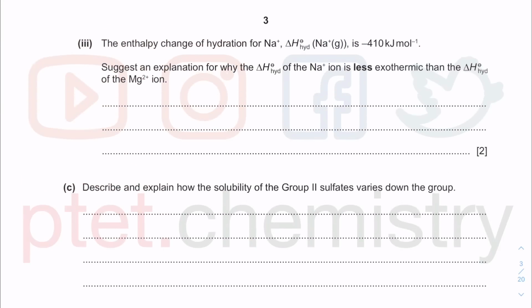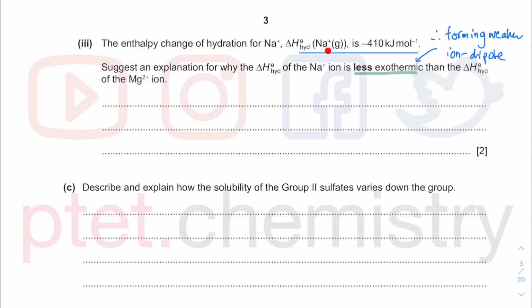The next question is about enthalpy change of hydration of Na plus, which is minus 410 kJ per mole. And they are saying that this hydration enthalpy of Mg2 plus is less exothermic. So you are forming ion dipole bond, so therefore you are forming weaker ion dipole bond. The question is, why is the ion dipole bond weaker? It is between the cation and the water. You are not changing the water, you are changing the cation.